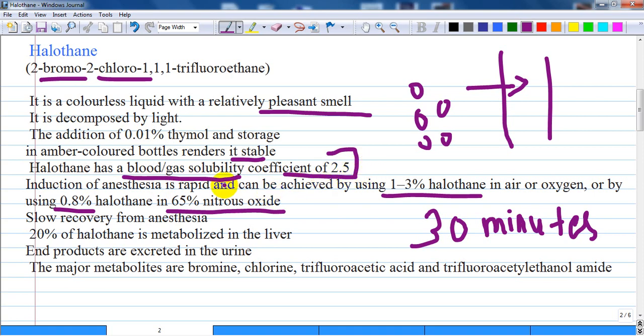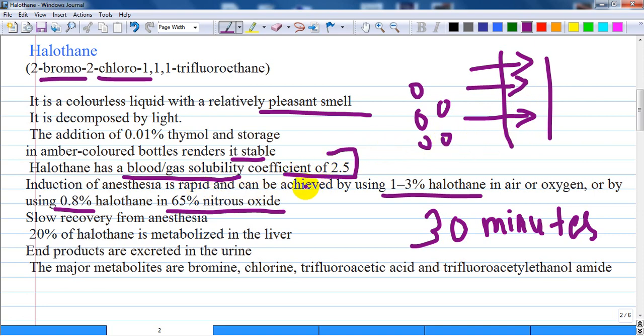What does blood gas solubility coefficient mean? For example, these are particles of gas and this one is a blood vessel. If the blood gas partition coefficient is high, it means that the agent goes fast into the blood and equalizes with the blood. If it is low, it crosses through the blood vessel very slowly.